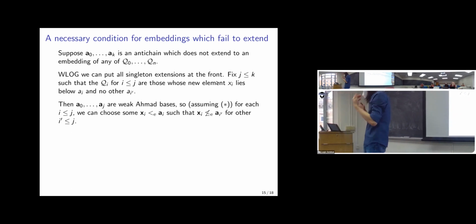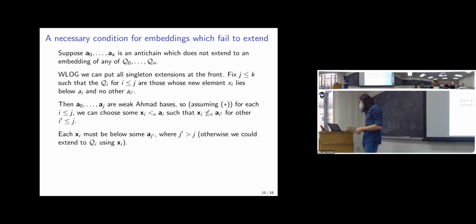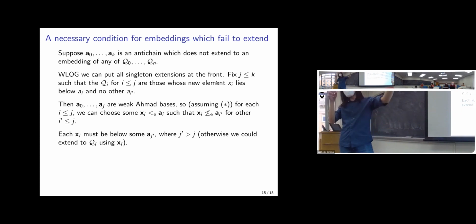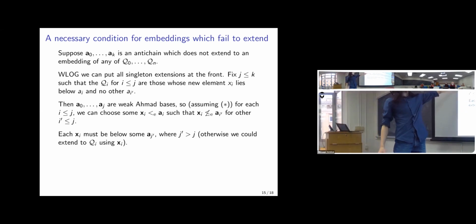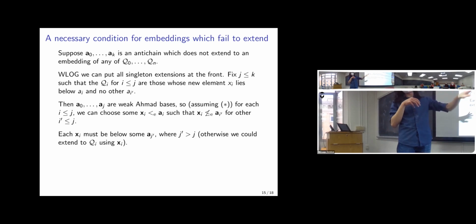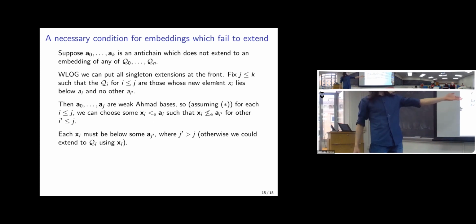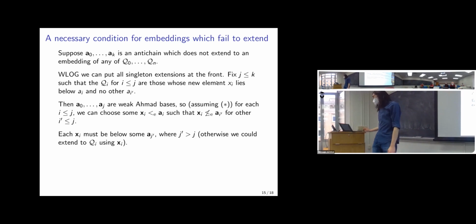Okay. However, each of these xi that we just chose must be below some aj prime, right? They must be below something else because they must be a weak gamma base, right? We've just said that they are not below any of the beginning ai primes, so they must be below some of the later aj primes. Otherwise, we could use xi to extend the embedding.